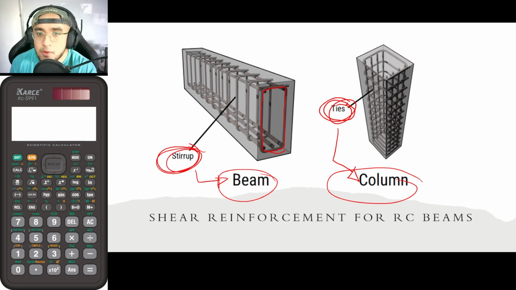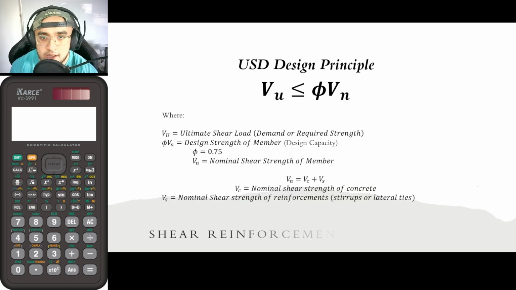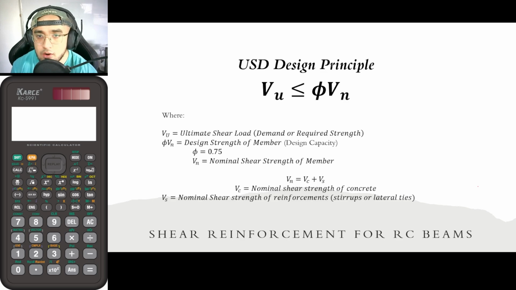Okay. So proceeding, how can we now design the shear reinforcement of a particular reinforced concrete section? This is now the design principle according to USD, or ultimate strength design, and that is Vu must be less than or equal to φVn.